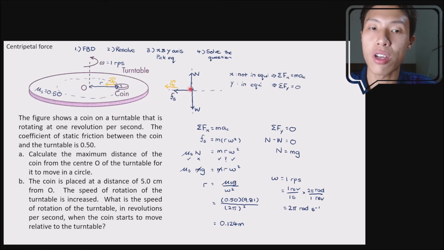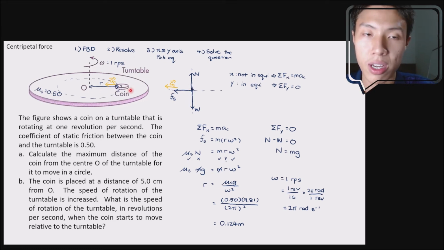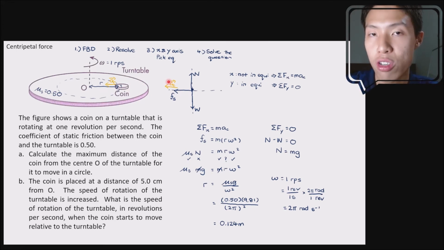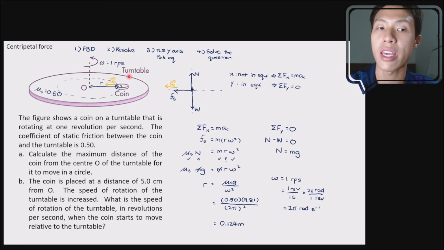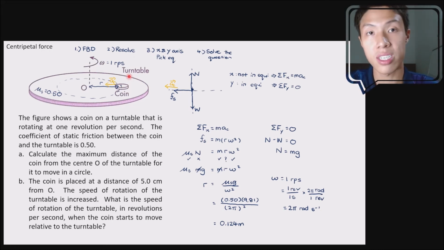Okay, then because you go beyond the maximum distance, the static friction is not able to provide enough centripetal force to have that centripetal acceleration. And when that's the case, it exceeds the maximum static friction already, it drops to become the kinetic friction, and at that point onwards, your coin will start to slide, and the coin will behave like the plates in the video that we saw earlier. It will slide out from the turntable.